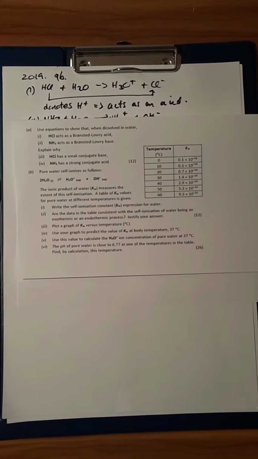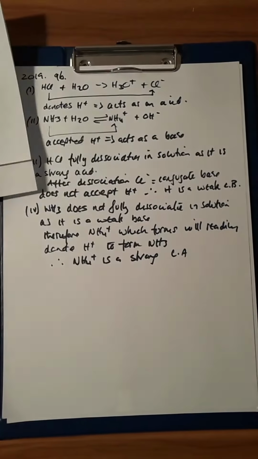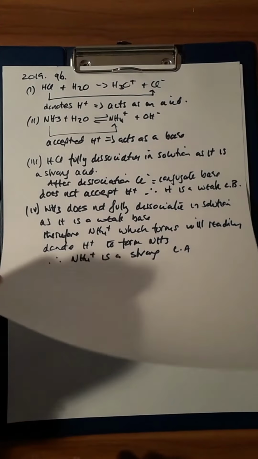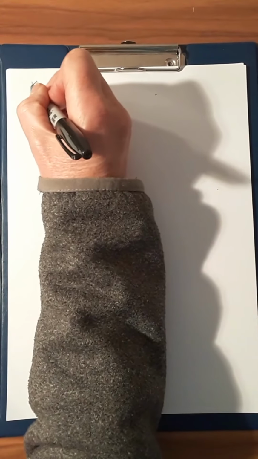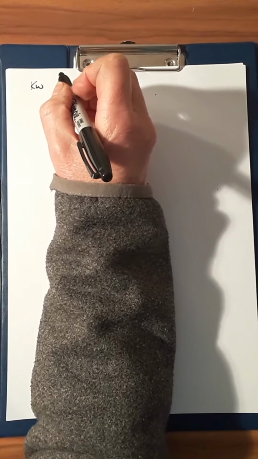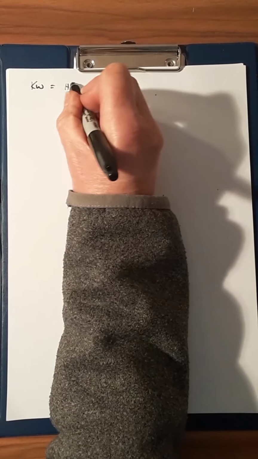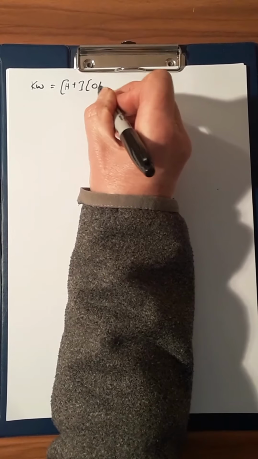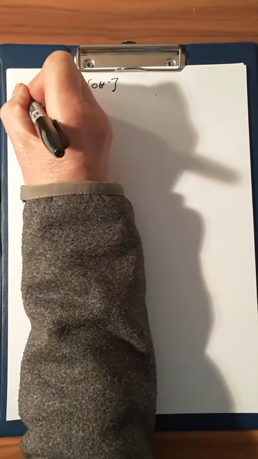Right, first part of the question says, write the self-ionization constant expression, the Kw, for water. Okay, so I'll get rid of this now for a minute. And we'll write the Kw expression for water. So the Kw expression, the self-ionization expression, is H plus concentration by OH minus concentration. So that's the first part of the question.